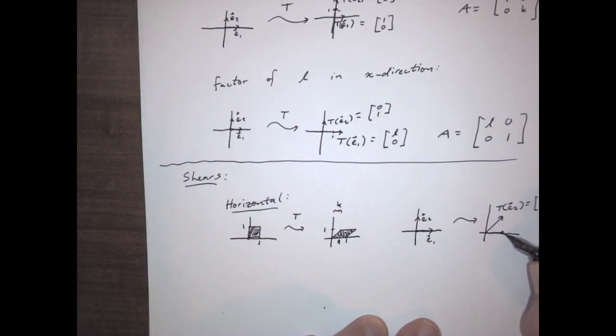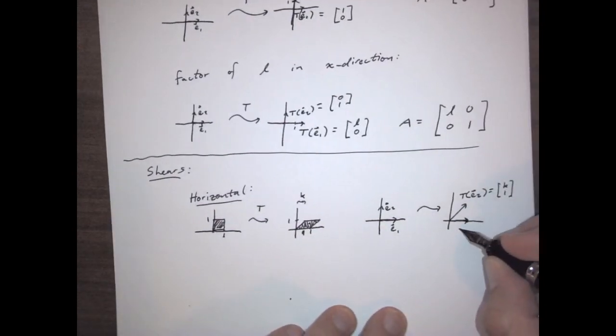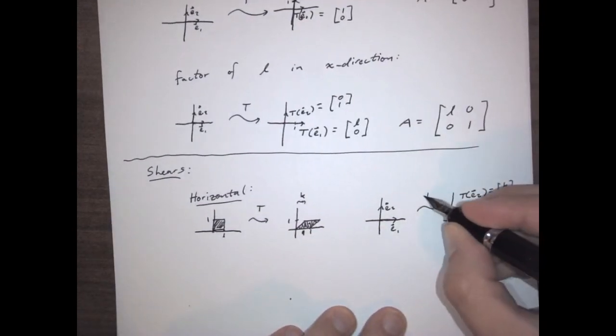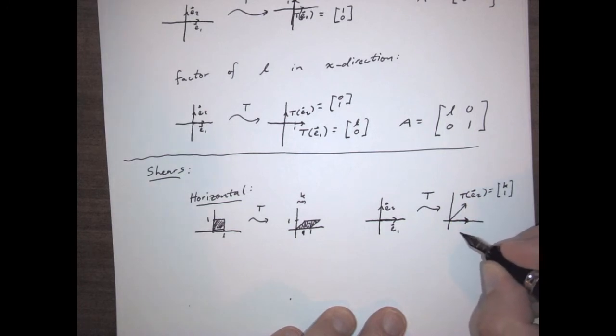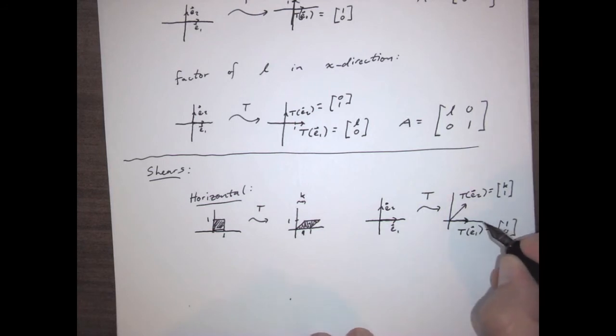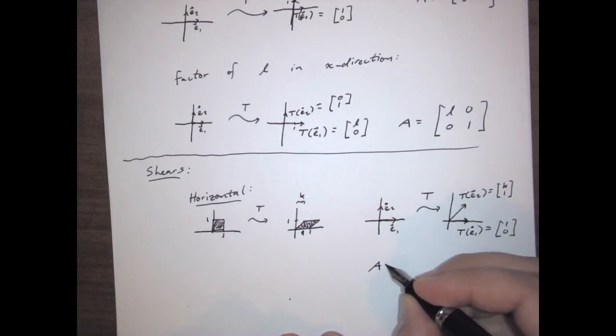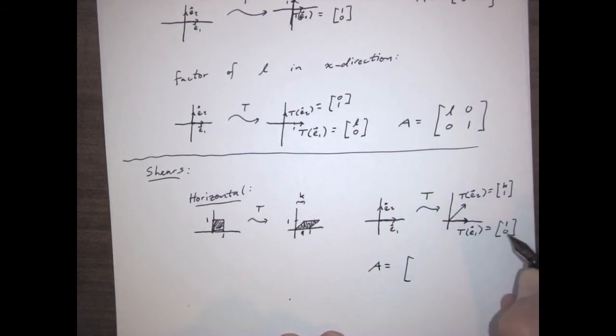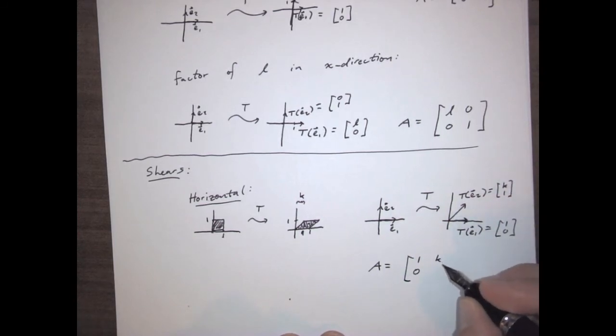Whereas the standard unit vector that was lying along this direction will continue to lie along that direction. So T of E1 will just be 1 in the x direction, 0 in the y direction. And so that makes the matrix equal to, first that column, 1, 0, and then this column, k, 1.